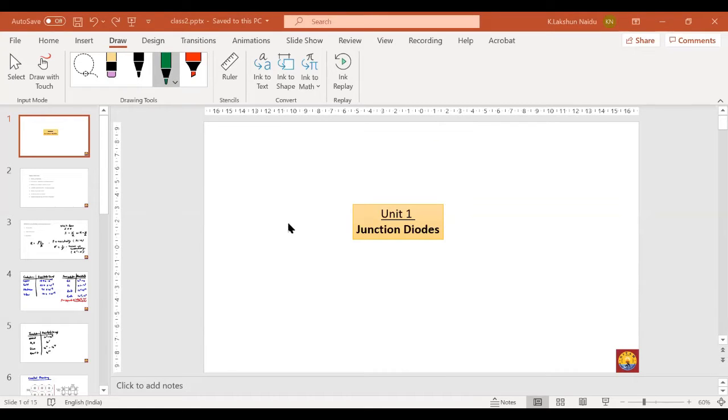Okay, so today we start with unit one, that is junction diodes.